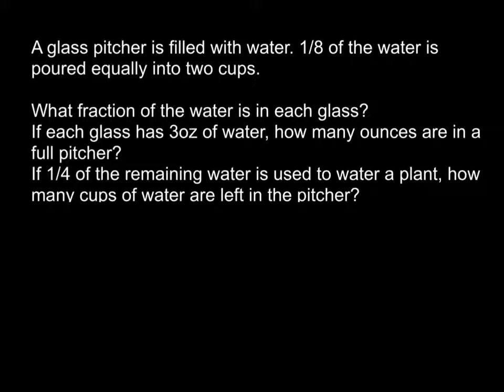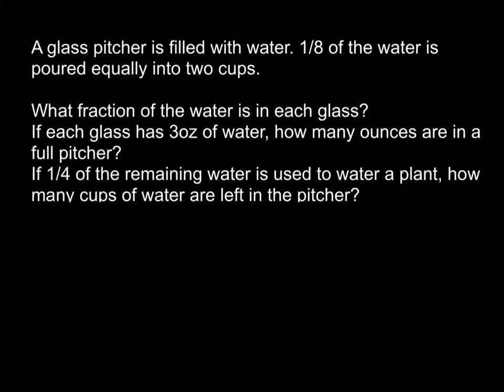Okay, this is a longer problem, so we're going to solve it piece by piece. A glass pitcher is filled with water. 1/8 of the water is poured equally into 2 cups. First question, what fraction of the water is in each glass? The second question, if each glass has 3 ounces of water, how many ounces are in a full pitcher? And the last part, if a quarter of the remaining water is used to water a plant, how many cups of water are left in the pitcher? So we're going to be solving for fractions and then converting it into different units of measurement.